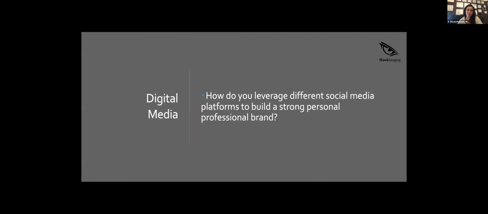So we know that there are a lot of possibilities, and we really want to get there, and we really want to map out a fantastic career path and explore all these exciting worlds. But the question is, how do you leverage different social media platforms to build that strong professional brand and to really empower yourself to be able to do that?